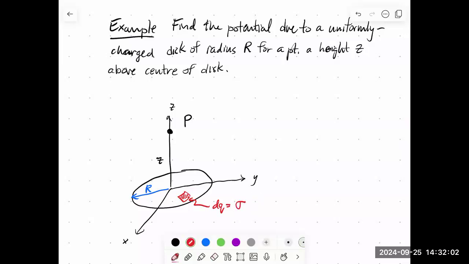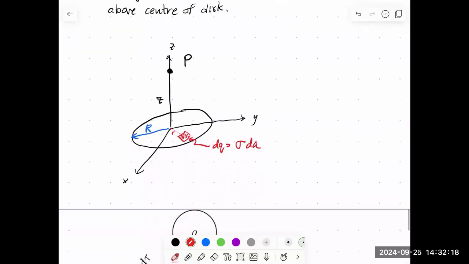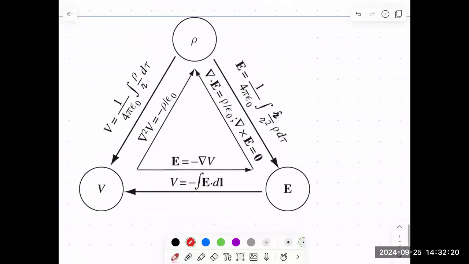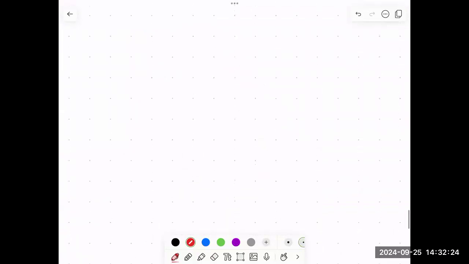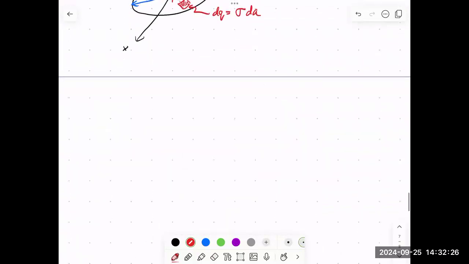Sigma is the charge per unit area, so we have to multiply by the area. All right. Well, let's think about this a little bit. This is a distance r out to this little patch. Let me draw a top view of this thing. You keep coming back, don't you? Okay, so let me draw the top view.